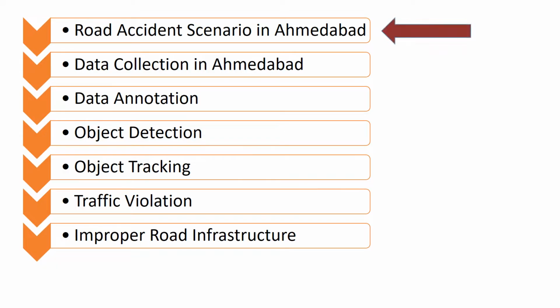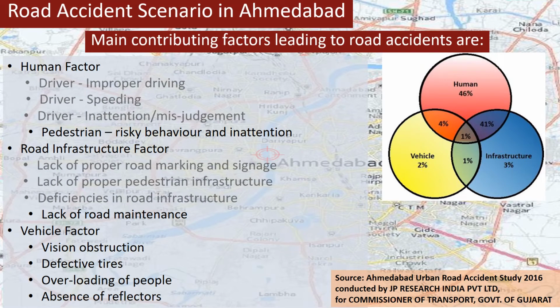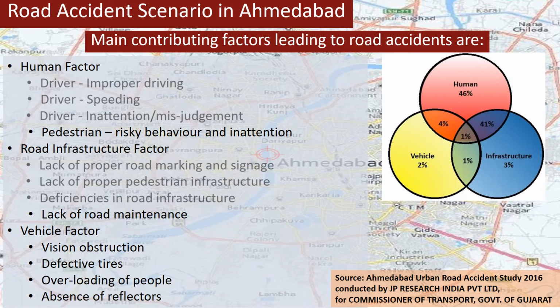Let us look at the road accident scenario in Ahmedabad, Gujarat. The major factors for accidents are improper driving, speeding, incorrect judgment by driver, lack of proper road marking and signage, lack of proper pedestrian infrastructure, and deficiencies in road infrastructure.